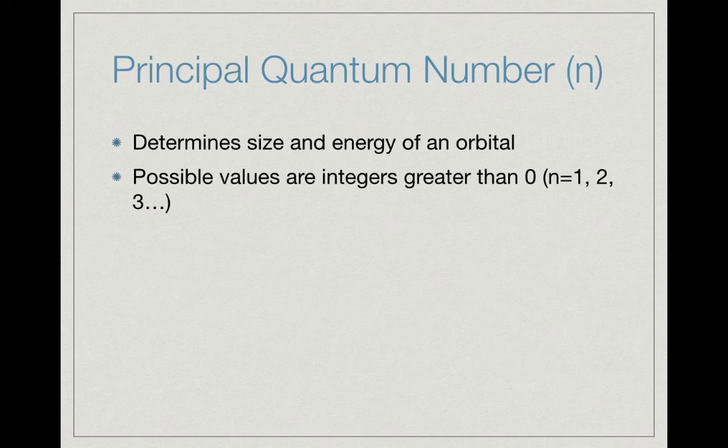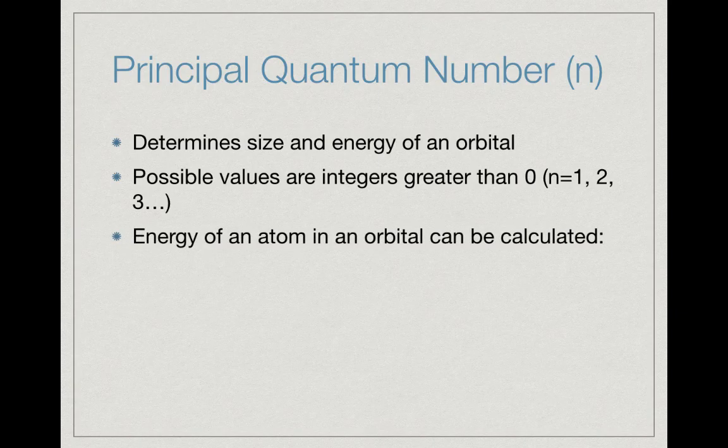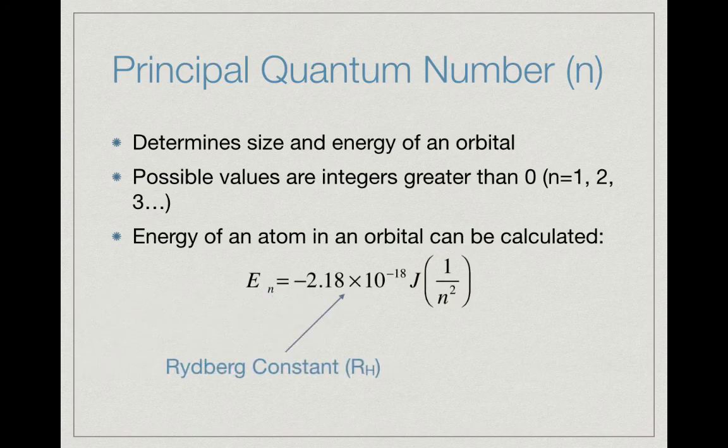We can calculate the energy of an electron in an orbital using the Rydberg Equation. The energy for a level n is equal to negative 2.18 times 10 to the minus 18 joules times 1 over n squared. The n here represents our principal quantum number, and our 2.18 times 10 to the minus 18 is called the Rydberg constant. So this gives us the energy of any electron in an orbital with a principal quantum number of n.